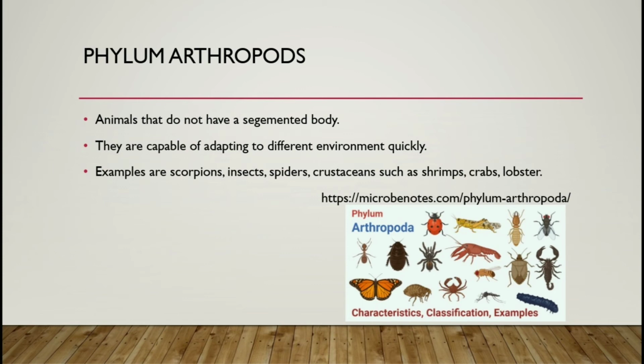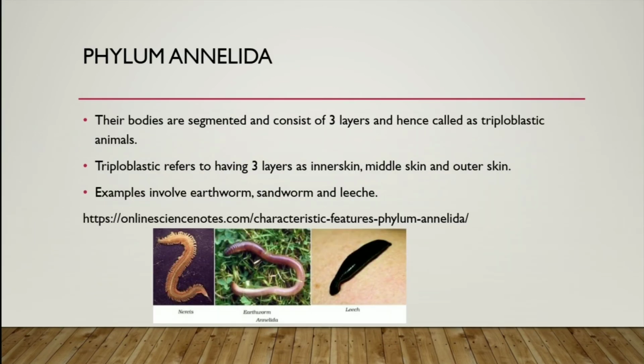Examples are scorpions, insects, spiders, crustaceans such as shrimps, crabs, and lobsters. And then the phylum Annelida. The group of Annelida has many worms. Their bodies are segmented and consist of 3 layers and hence called triploblastic animals. Triploblastic refers to having 3 layers as inner skin, middle skin, and outer skin. Examples of Annelida are earthworm, sandworm, and leech.